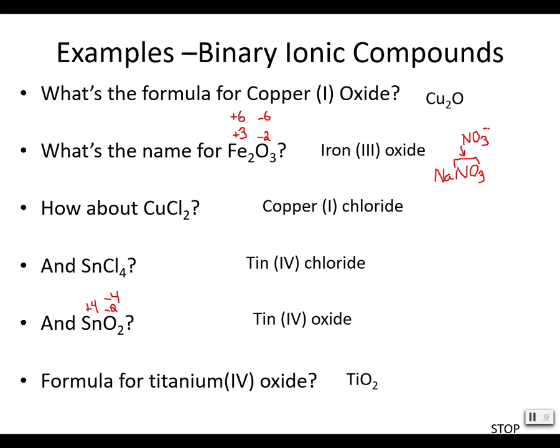So ionic compounds that have polyatomics as part of their formula, you name that compound by just naming the cation and naming the anion. You don't need to muck around with the endings at all. So NaNO3 would just be sodium nitrate.